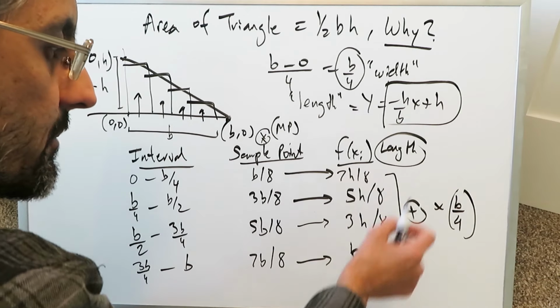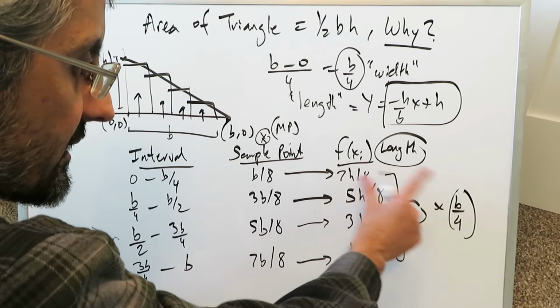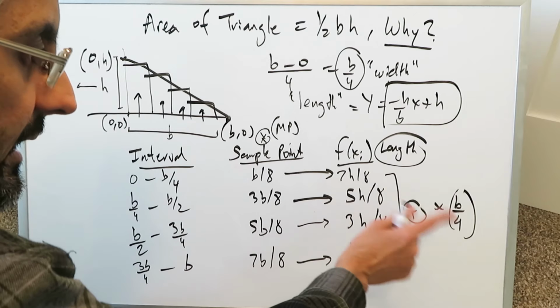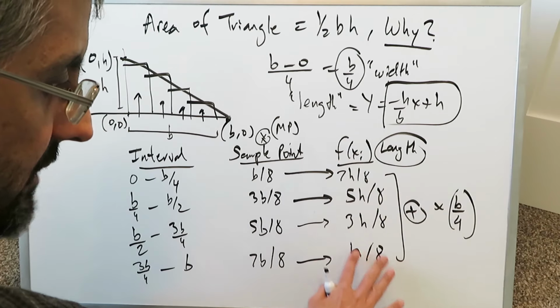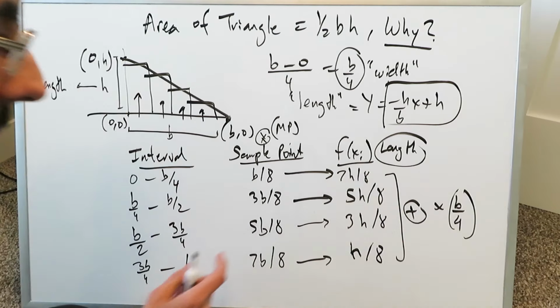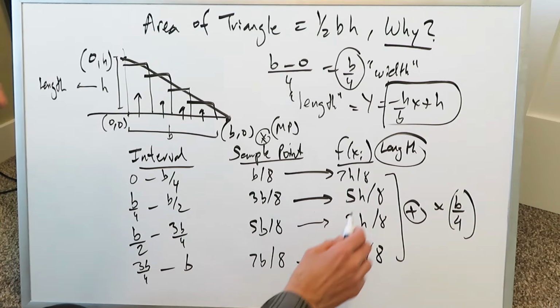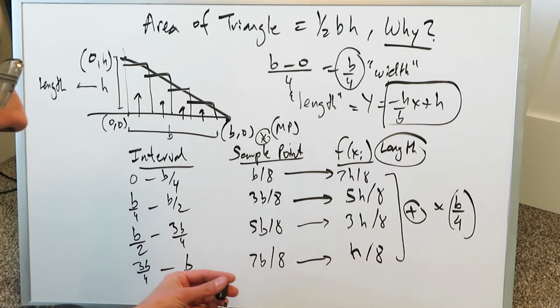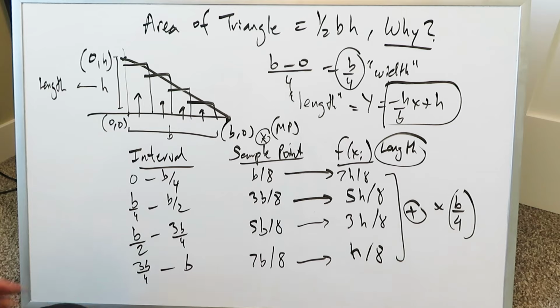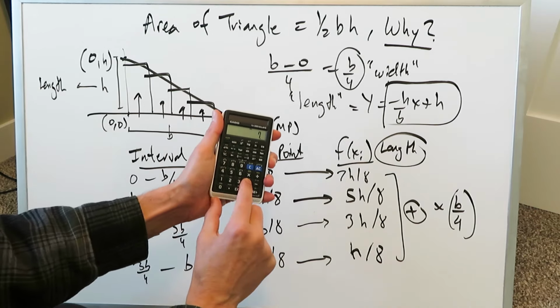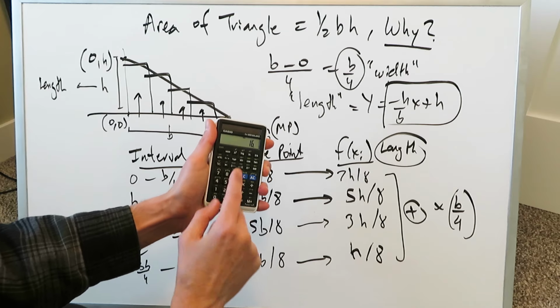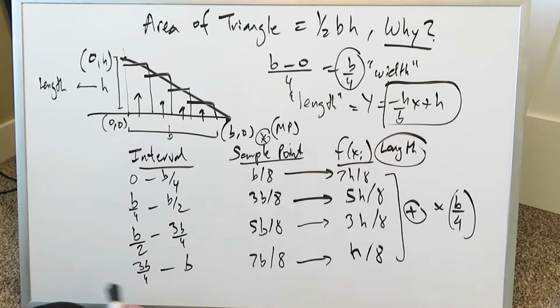Why not just add them up once? Because individually multiplying, adding, multiplying, adding is no different than adding all the lengths and multiplying them a single time with the width. Add these up. You have a 7h over 8. Everything here is the same in terms of denominator. All you have to do is just add these coefficients. Do 7 plus 5 plus 3 plus 1. I'm getting a 16h over 8.